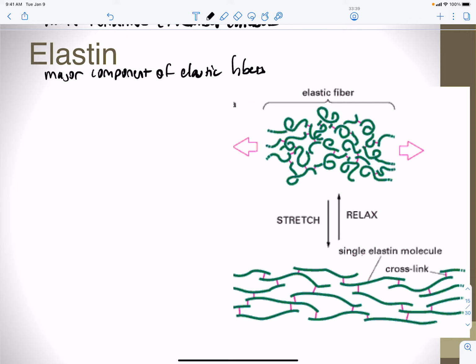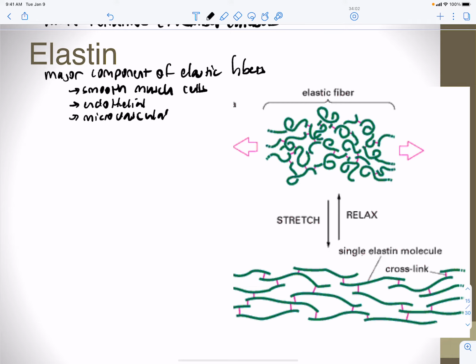And so you can imagine that these are going to be in the connective tissue of smooth muscle cells. We also have our endothelial as well as our microvascular cells. Our chondrocytes and our fibroblasts as well.